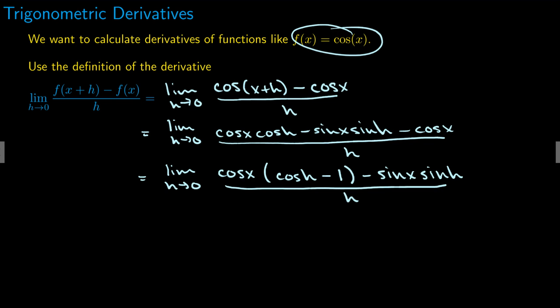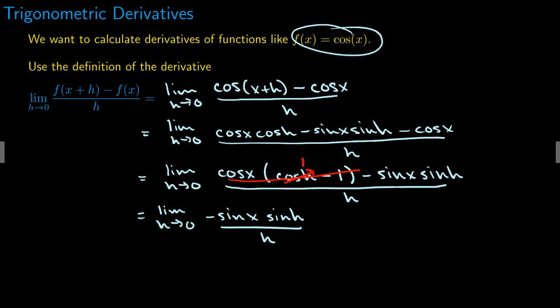And then if we look at this limit, I have the limit as h goes to 0 of cosine h, but the limit as h goes to 0 of cosine h is just 1. And then I have 1 minus 1, which is just 0. So this whole first term here goes away. And then we're left with the limit as h goes to 0 of minus sine x times sine h all over h.